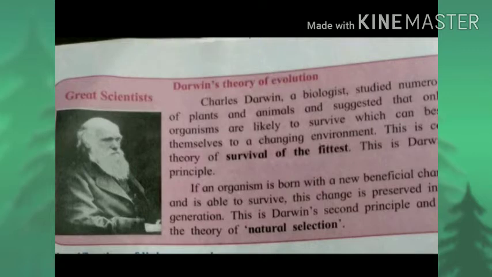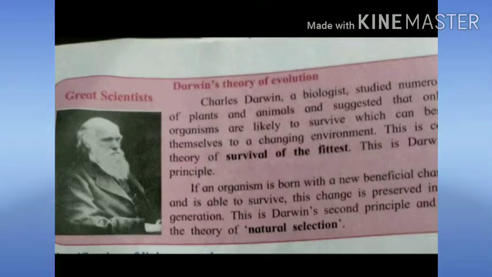What did he say? He studied numerous types of plants and animals and suggested that only those organisms are likely to survive which can best adapt themselves to a changing environment. This is called the theory of survival of the fittest. This is Darwin's first principle.